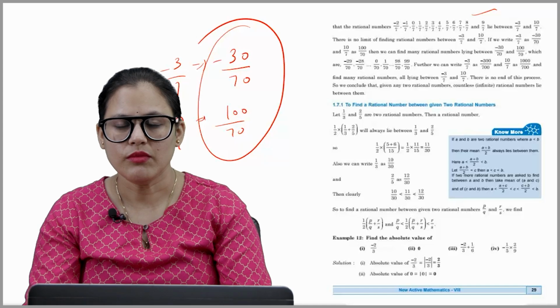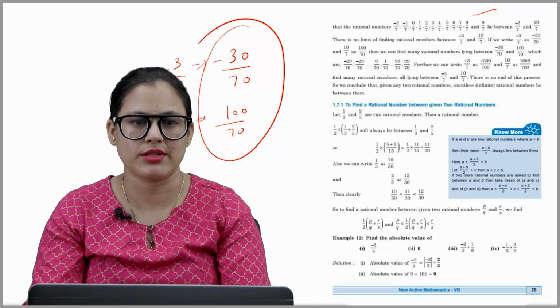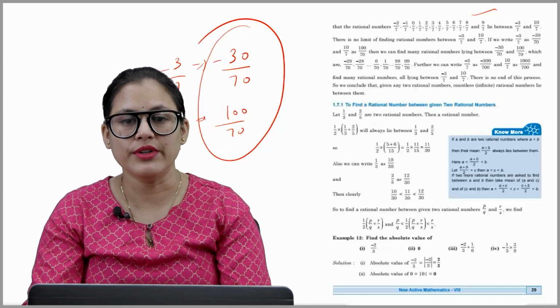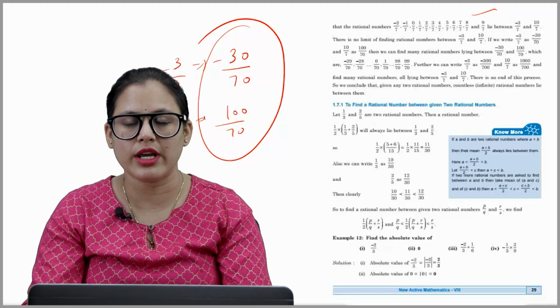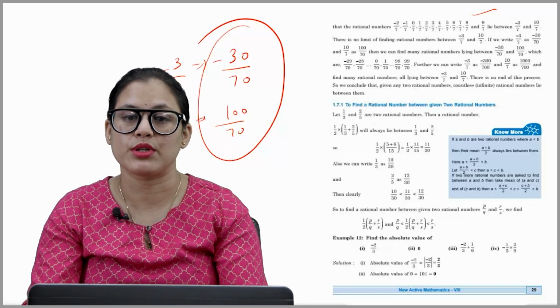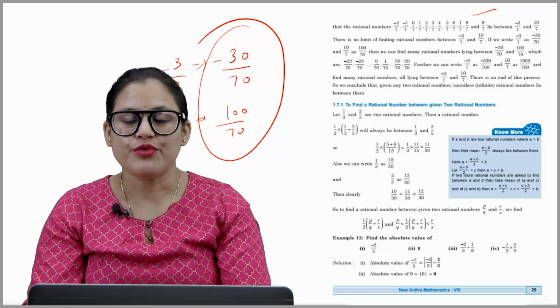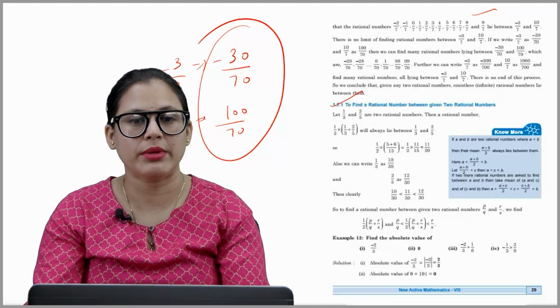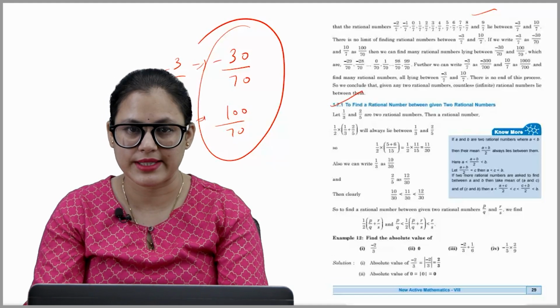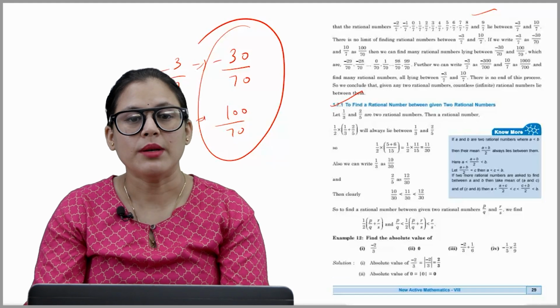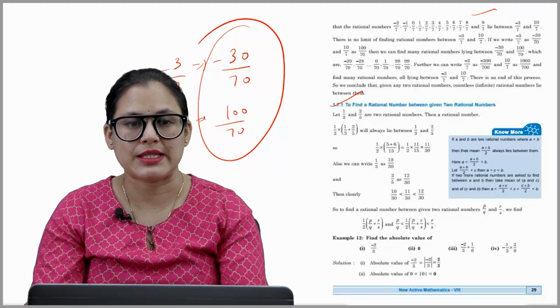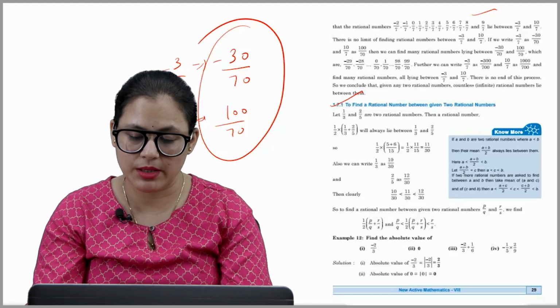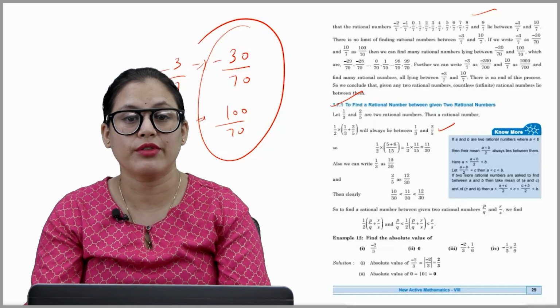Okay. So there is no end of this process. So we conclude that given any two rational numbers, countless or infinite rational numbers lie between them. To find a rational number between given two rational numbers, let 1 by 3 and 2 by 5 be two rational numbers. Then a rational number 1 by 2 into (1 by 3 plus 2 by 5) will always be between 1 by 3 and 2 by 5.